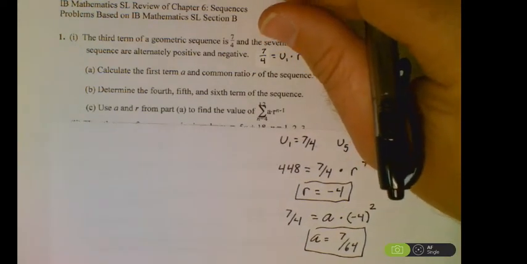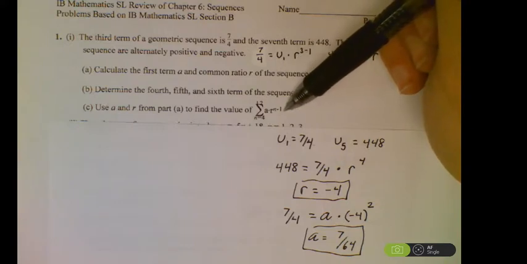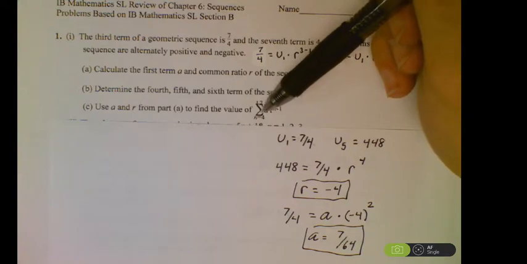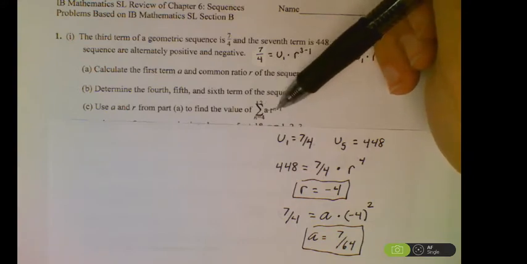Part C, they are now asking us to find the sum of terms 4 through 12 according to the rule that we now have. So remember the sigma notation, that always represents a sum. This is the term you start with and the term you end with, according to the rule that we are working with in this problem.